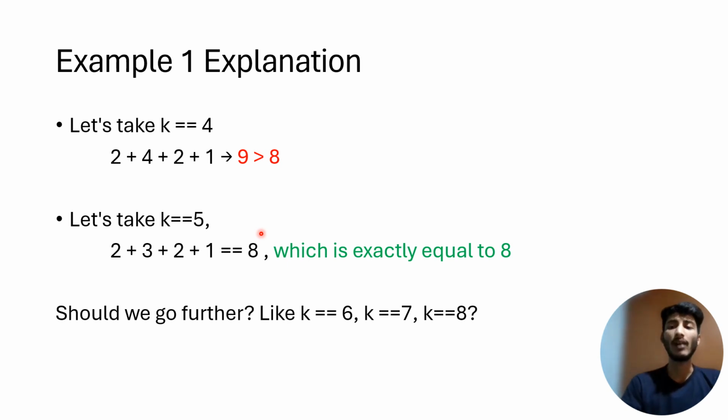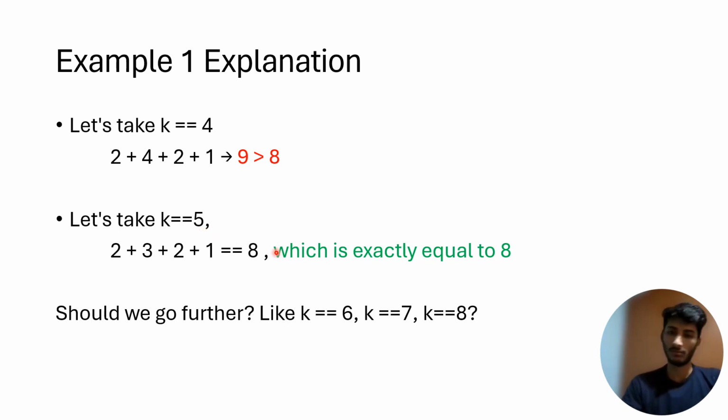But why is 5 the answer? Can't we go for k equal to 6, k equal to 7, k equal to 8? As we have seen in the previous slides, as and when we increase the value of k, the number of hours is going lesser and lesser. So that means if we increase k from 5 to 6, the number of hours might also come lesser than 8.